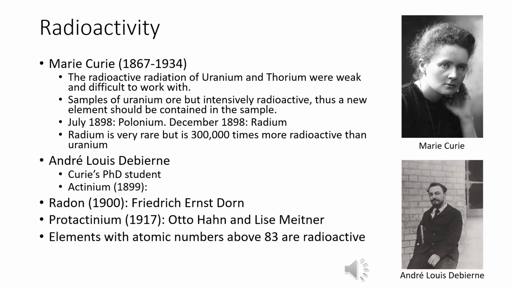And in the 1900s, Friedrich Ernst Dorn discovers radon, which was interesting because it is a gas. So even gases can be radioactive. And in 1917, protactinium was discovered by Otto Hahn and Lise Meitner. Then a new list of elements with these properties is discovered, and typically these radioactive materials share something in common: radioactive elements have atomic numbers above 83. This is something that we know today, even though there are a couple of exceptions.